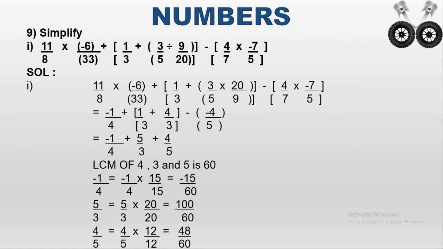So first we have to write 11 by 8 as it is into minus 6 by 33 plus 1 by 3 plus 3 by 5. Here the division operator is converted into multiplication operator and the second rational number can be written as the reciprocal. So 9 by 20 can be written as 20 by 9 minus 4 by 7 into minus 7 by 5.